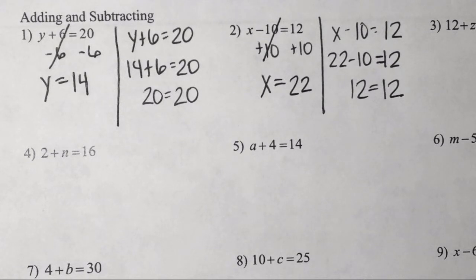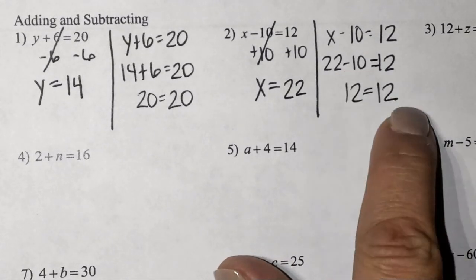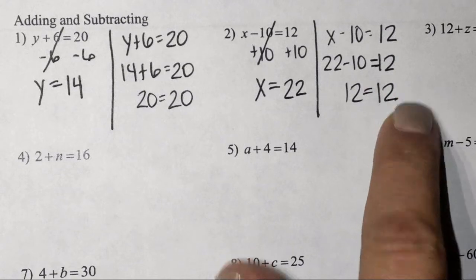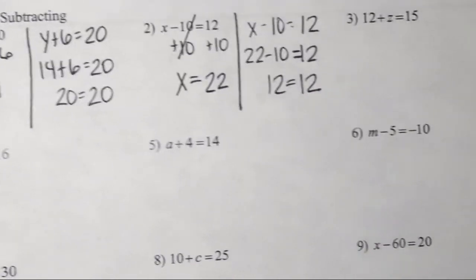Yes? Like the 12 equals 12 things. No, this is just checking to make sure that this side of my equation is completely balanced with that side of my equation. Okay? All right, let's skip on down to number 6.